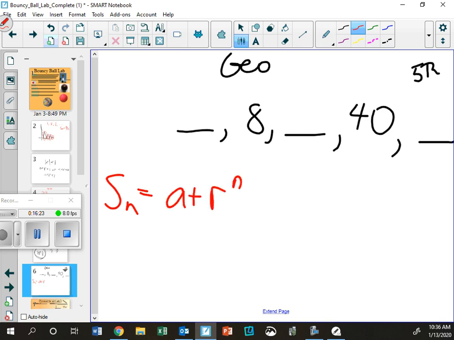You are so close. Times. That's a times. A times R to the n minus 1. But don't worry, you'd have had a formula sheet and you'd have been fine.